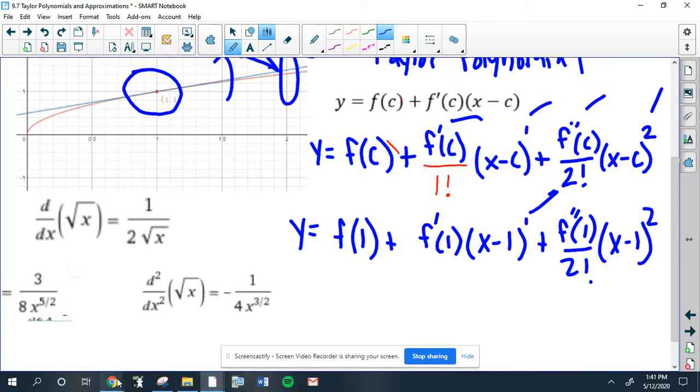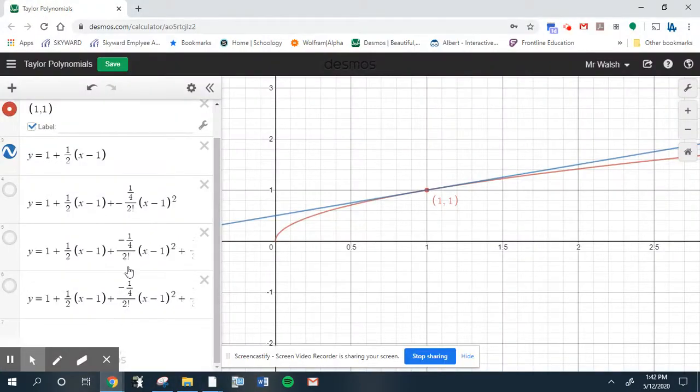So to demonstrate this, here's my tangent line. You can see it right here. Now I'm adding this second term. Here's the second derivative at 1 over 2 factorial. Watch what that looks like. Now it's curved. You can see it's a parabola.